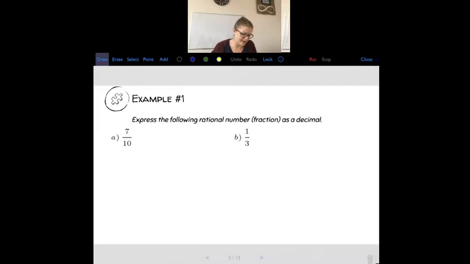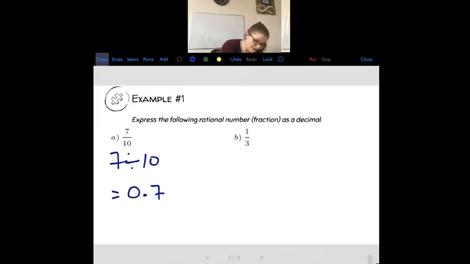So let's get started. Express the following rational number, rational number just means fraction, as a decimal. So for A, 7 over 10, 7/10, this means 7 divided by 10. If you put this into your calculator, you'll get 0.7. Also notice that 7 is in the tenths place, and this fraction is 7/10.